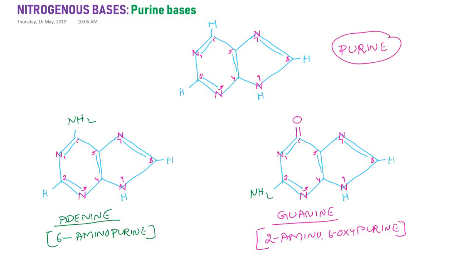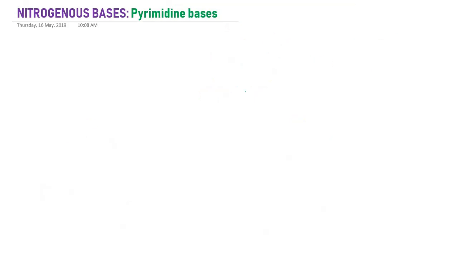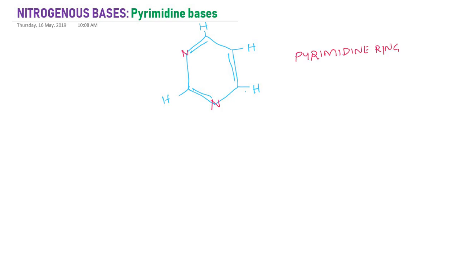Let us study the structure of pyrimidine bases. Again, pyrimidine bases are derived from the pyrimidine ring. It looks like this. So this is the parental pyrimidine ring. From this, three pyrimidine bases are derived. You should know the numbering here. Numbering starts from here. So this nitrogen will be number 1. This is number 2, 3, 4, 5 and 6.